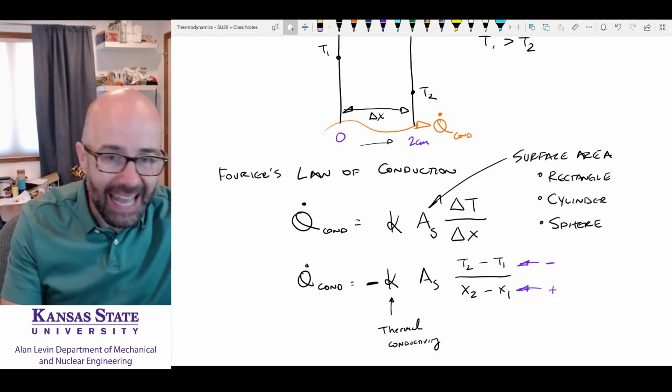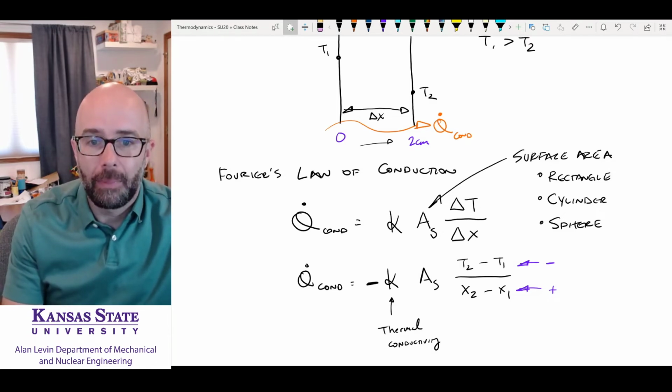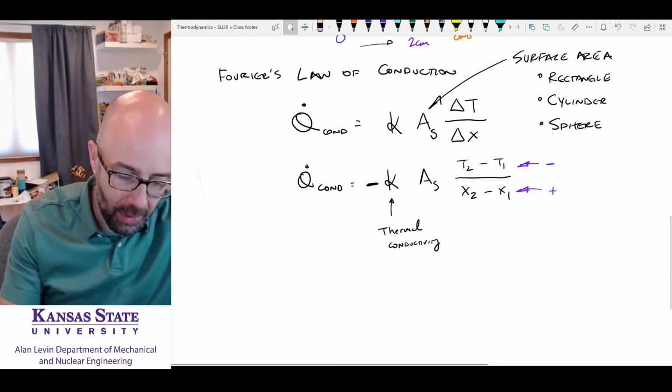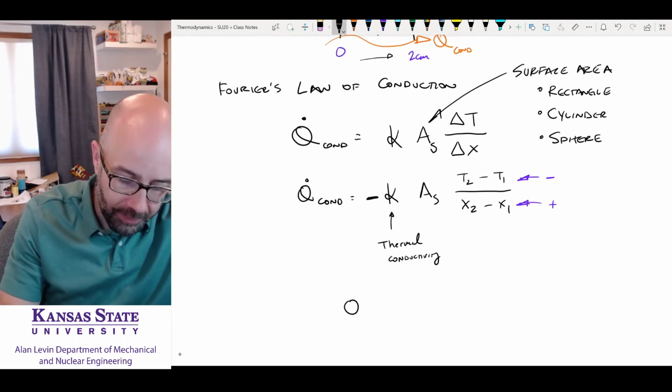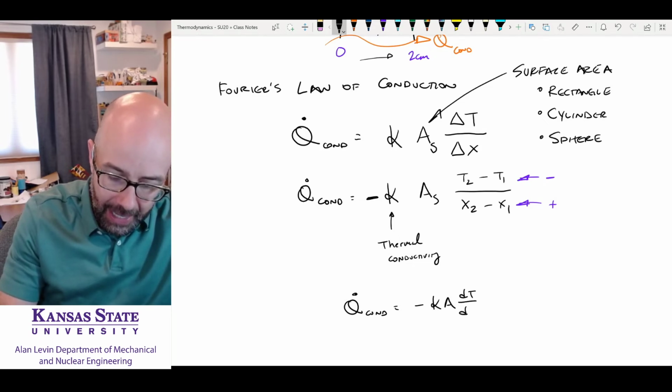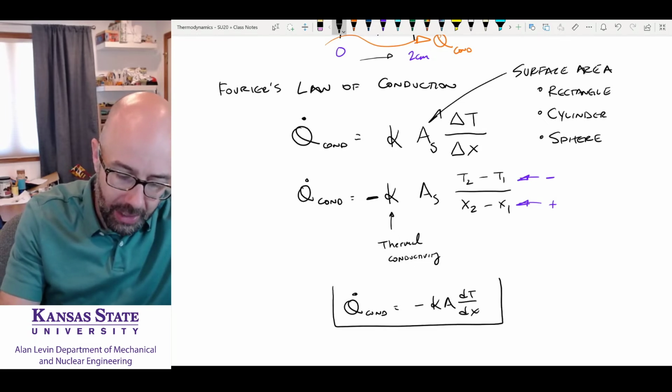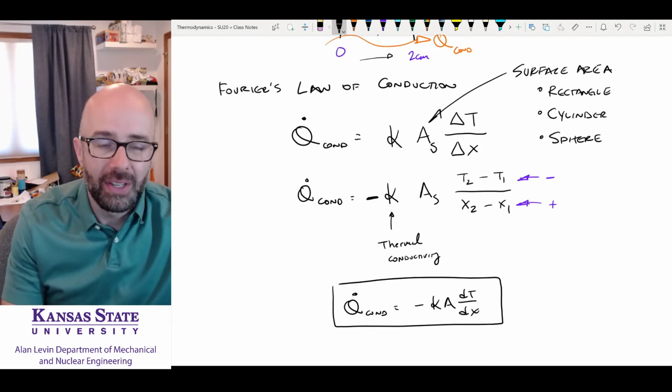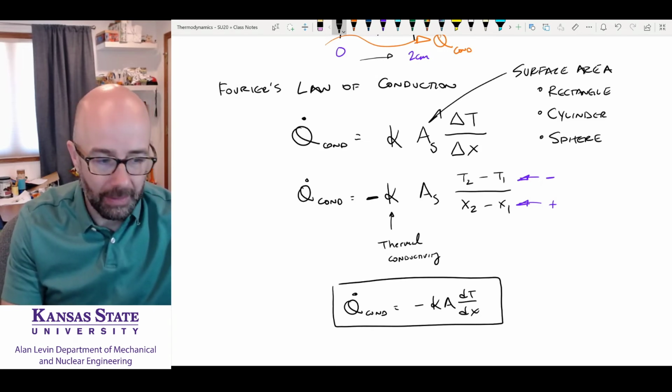Okay, so that is our equation here. Q dot conduction is going to be equal to minus K A dT dx. This is on your equation sheet. This is what you need to memorize, or not need to memorize. This is what you need to understand about conduction.